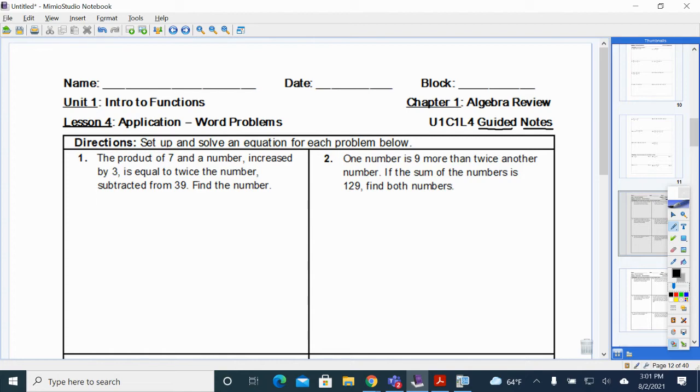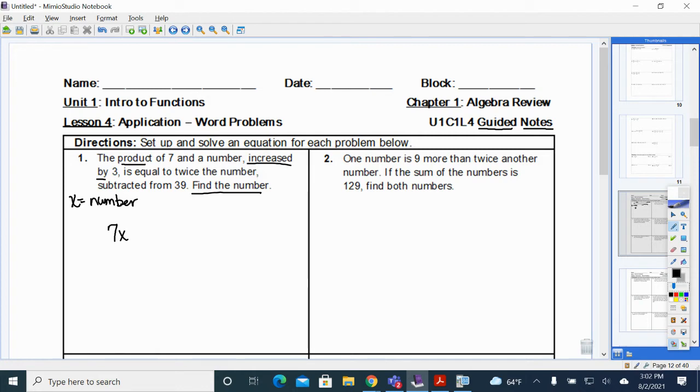So looking at example number 1, it says the product of 7 and a number increased by 3 is equal to twice the number subtracted from 39. Find the number. So keywords here, product tells you to multiply. You're going to multiply 7 and a number. So I'm going to let x be the number. And notice it says find the number. So I'm looking for x because I'm looking for the number. The product of 7 and a number can be written as 7x.